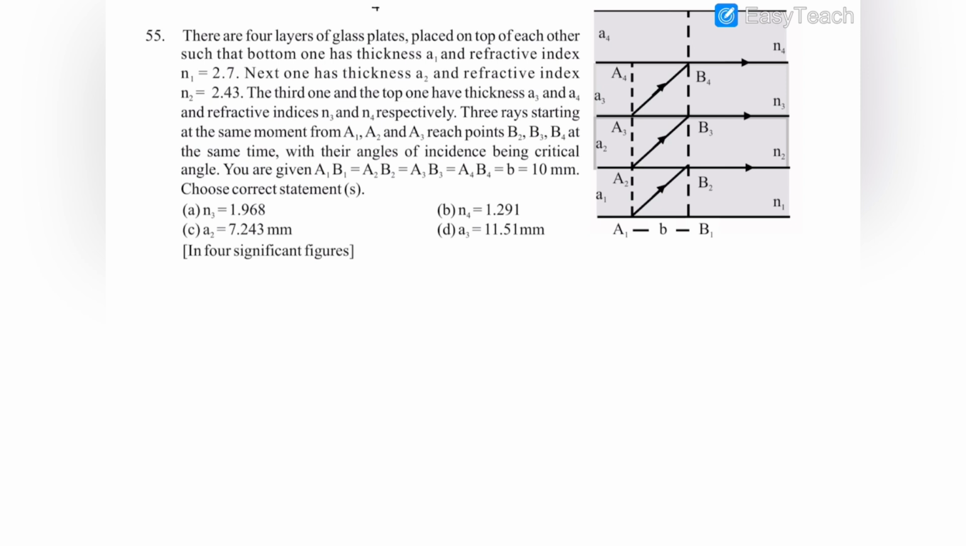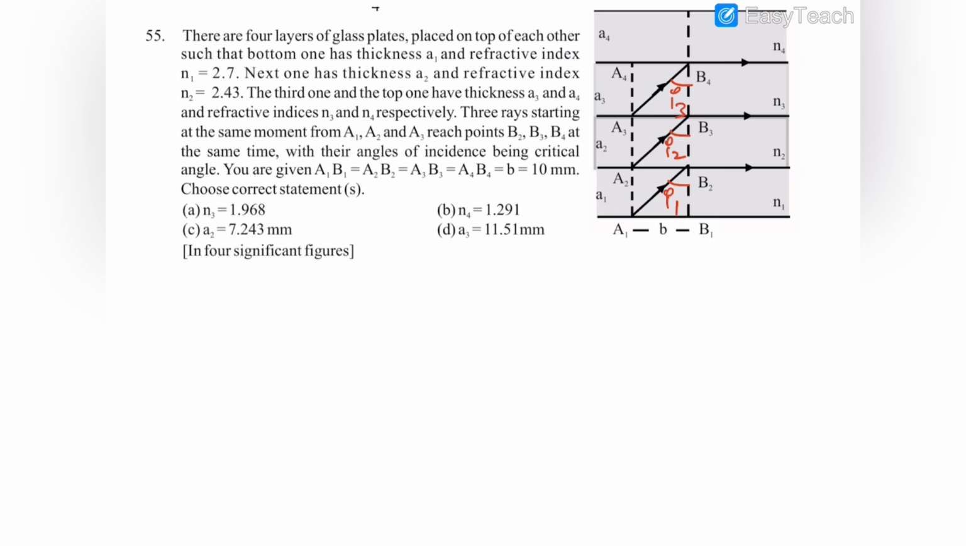And it is also given that the time taken by this ray to reach from A1 to B2, the time taken by this ray to reach from A2 to B3, and the time taken by this ray to reach from A3 to B4 is the same. So let us first of all use all the given conditions. Let us suppose this is angle I1, this is angle I2 and this is angle I3, they all are the angle of TIR, which is the critical angle.